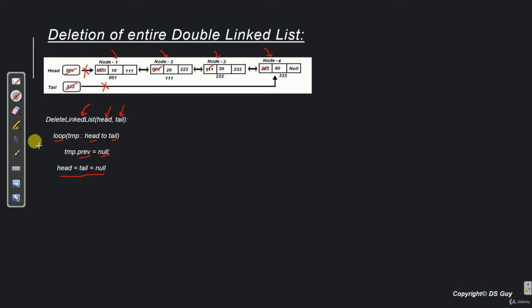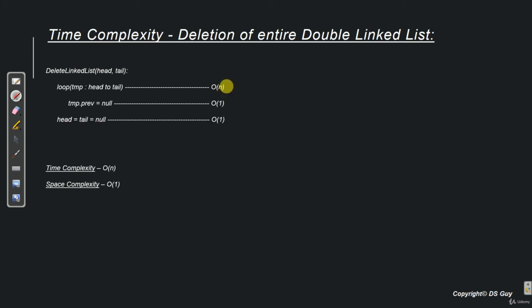Now let's see what the time and space complexity of this algorithm is. Looping from head to tail will take order of n time because we are basically visiting each and every node. Updating the previous reference will take constant time. Similarly, updating head and tail will take constant time. So if we add all these three, we get order of n time. Now space complexity will be order of 1 because we are using some temporary variables to do the loop work, nothing more than that. So I hope you have understood how to delete an entire double linked list.